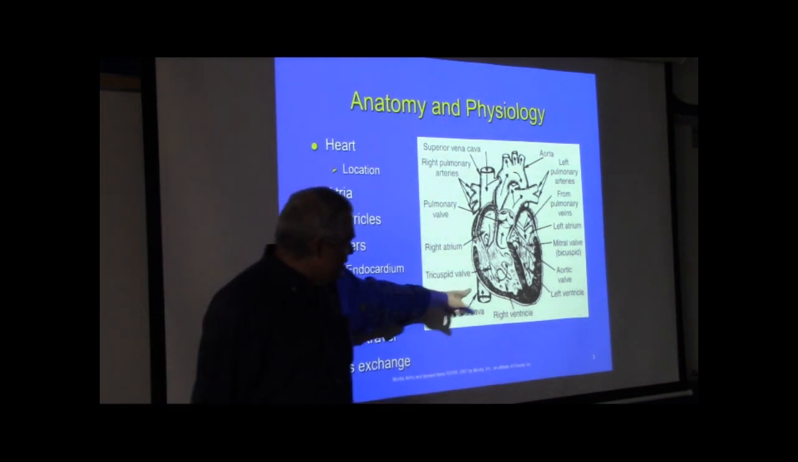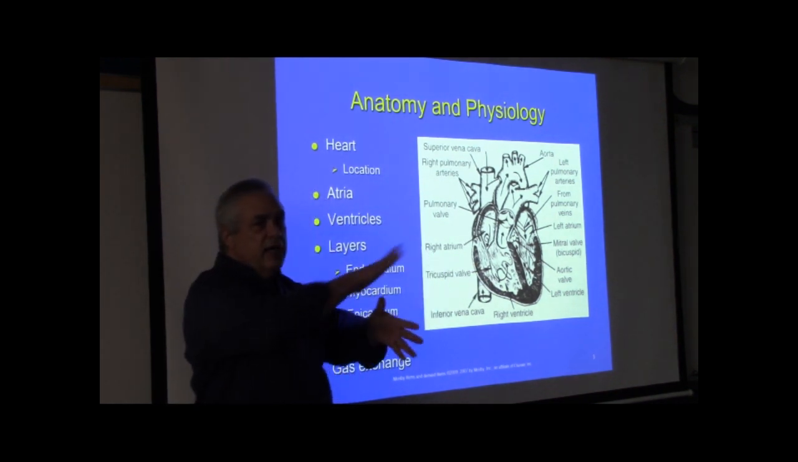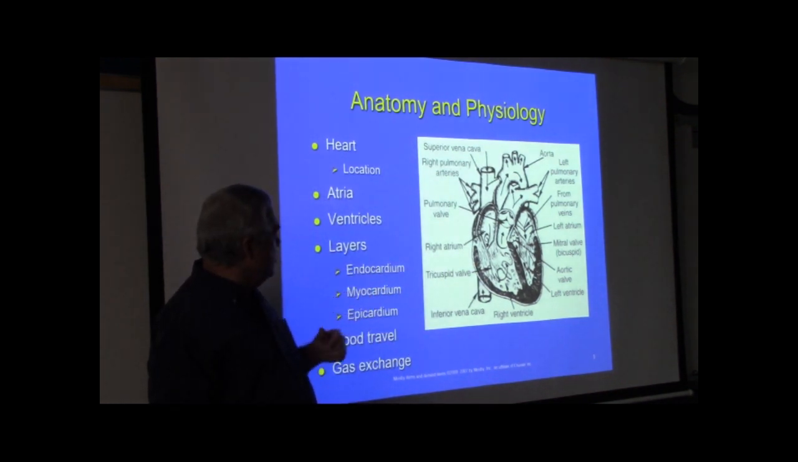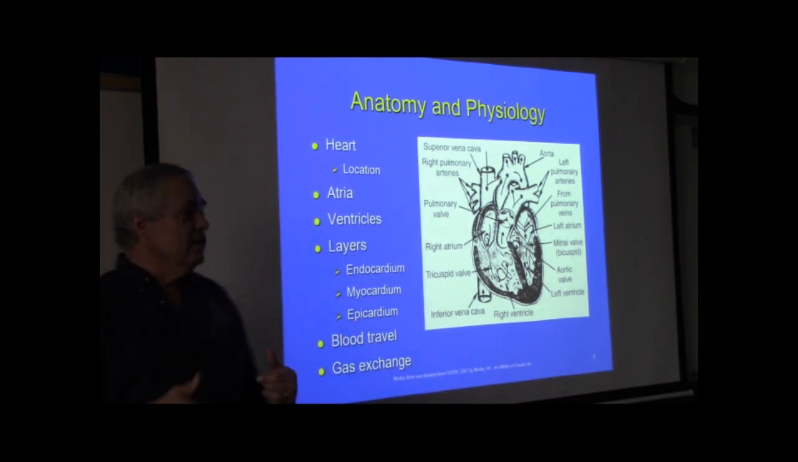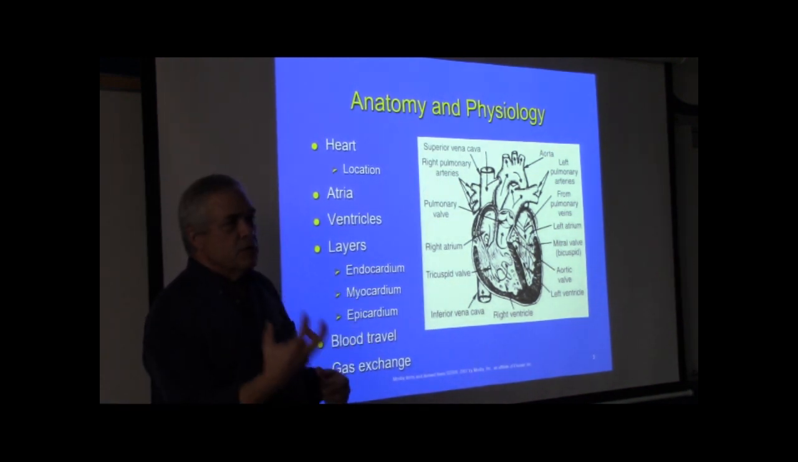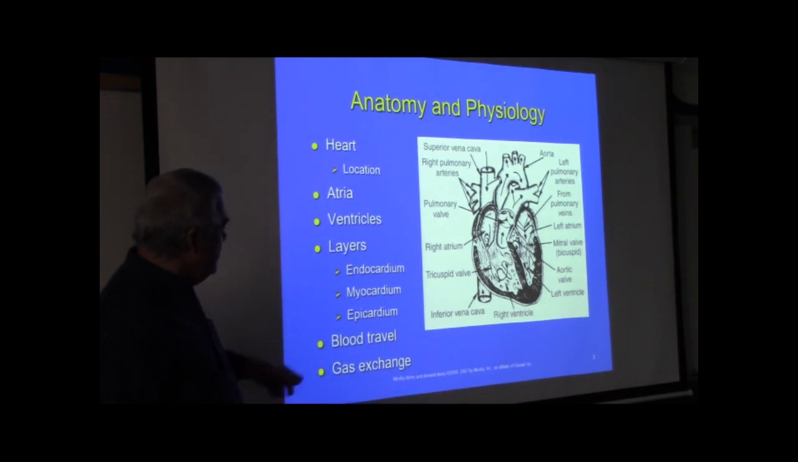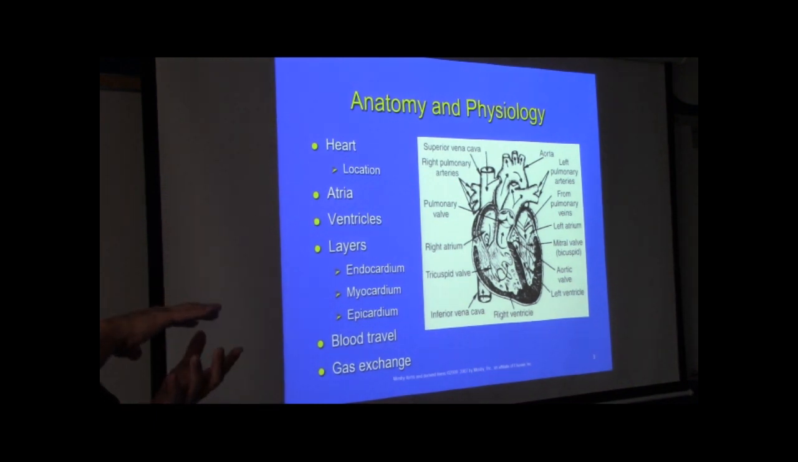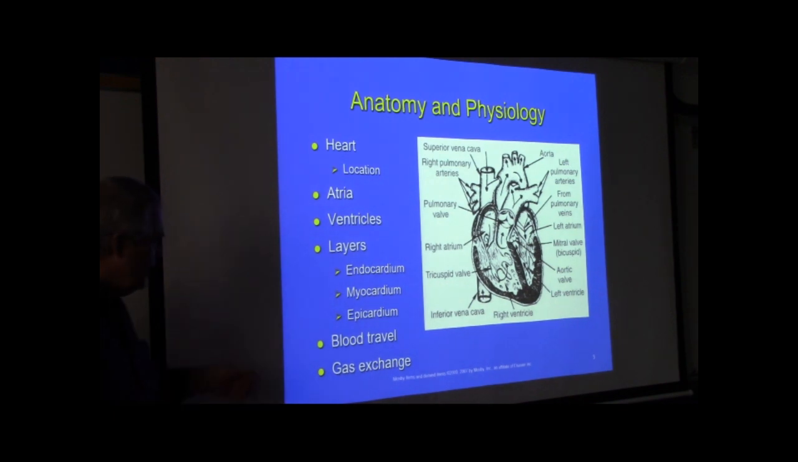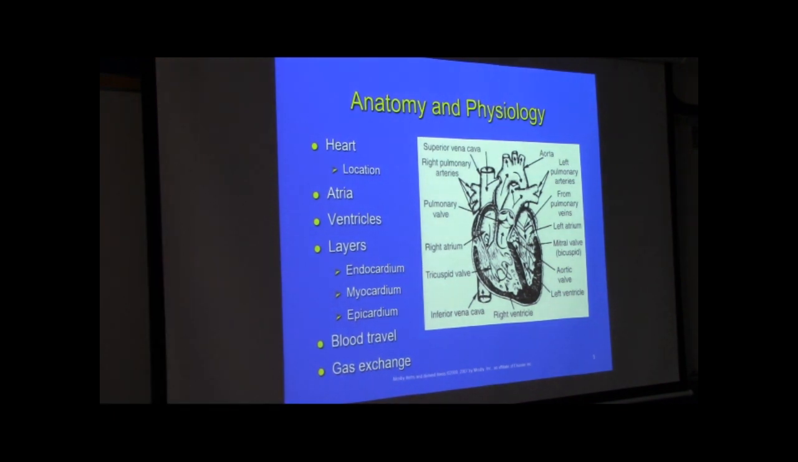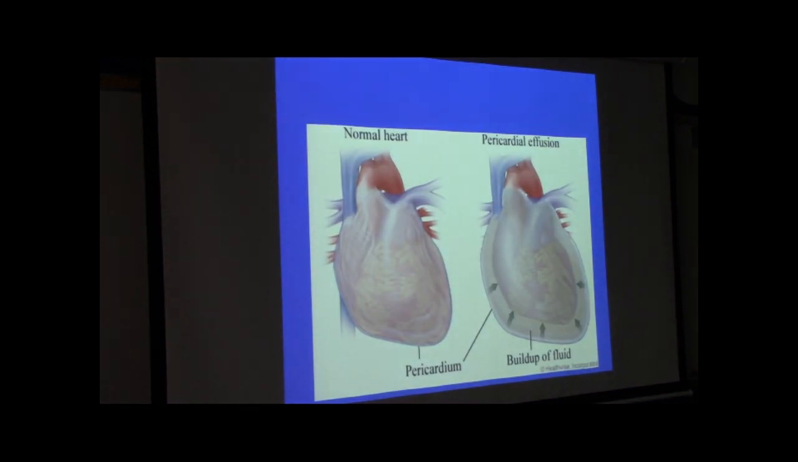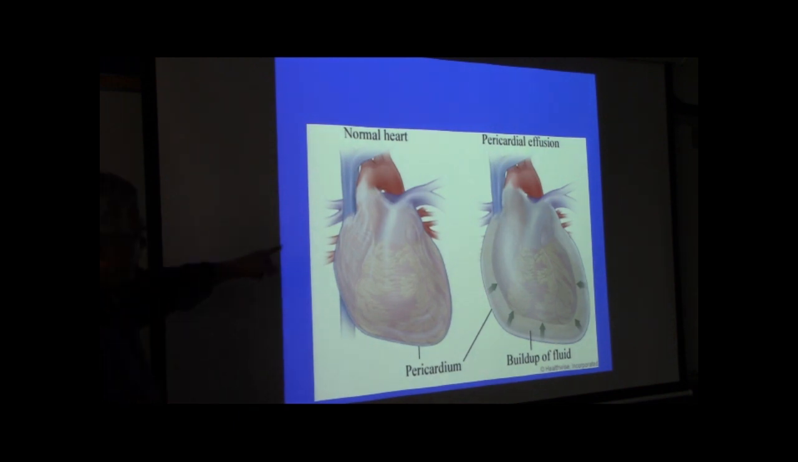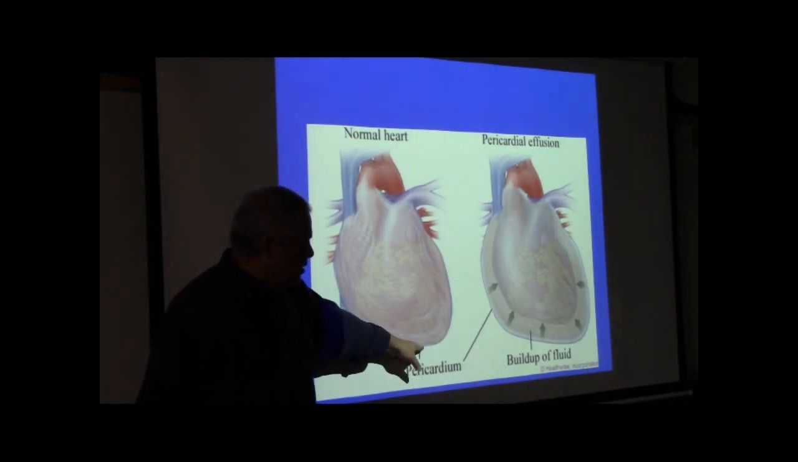The layers of the heart. The inside layer of the heart, the lining of it, is referred to as the endocardium. It's endothelial tissue. The muscle part is the myocardium. And then the outside layer is the epicardium. The epicardium is in direct contact with the pericardium, which forms a sac on top of the epicardium. And we talked about blood travel and gas exchange earlier, so hopefully everybody's got a handle on how that works. Now, this picture here shows a normal heart with a normal pericardial space.